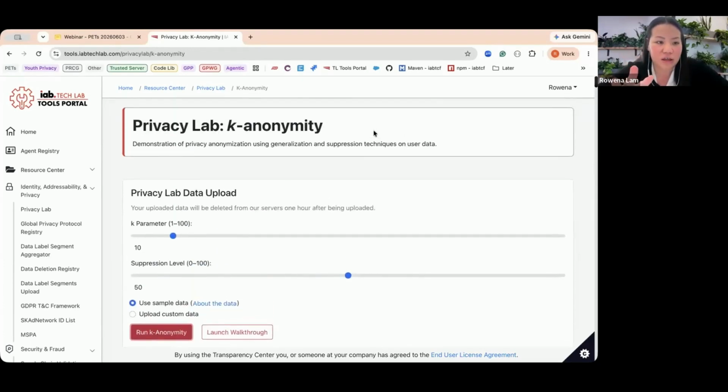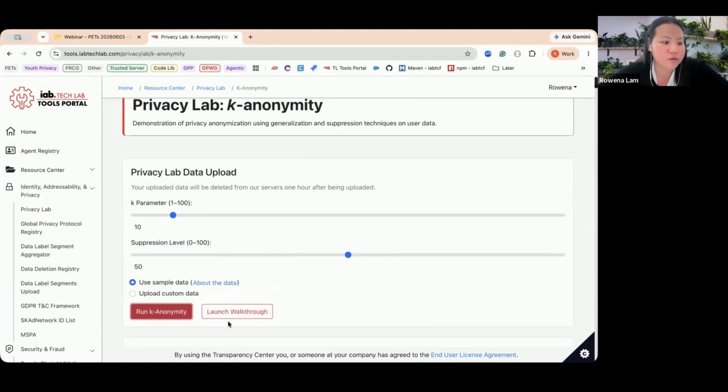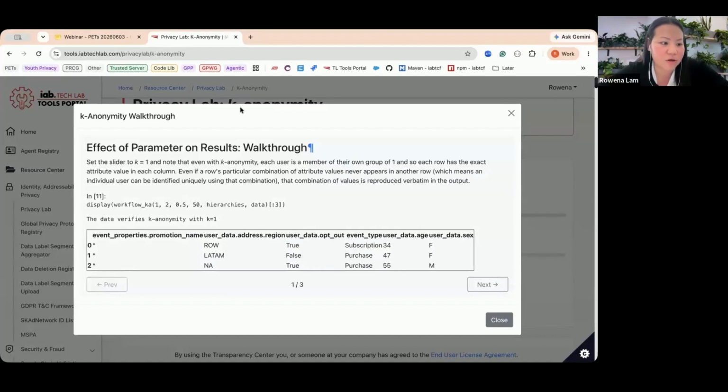The other helpful thing I would say in the Privacy Lab is we have these walkthroughs. And so if I look at the walkthrough, at k equals 1, this essentially means that there's no anonymization. And so you're going to get exact values. Age is 34 for this first row, for example. The region is shown. Every row is unique and identifiable.